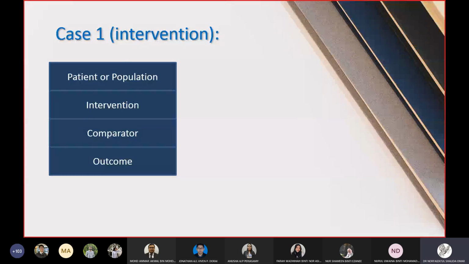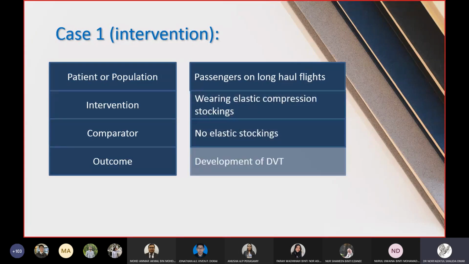The patient or person, population? Anita, 55-year-old woman. Okay. What is the intervention? Wearing DVT socks. Okay. What is the comparator? Not wearing socks. Okay. Outcome? Prevention of the DVT. Okay. Correct, all except the passengers on the long haul flights. So the patient or the population: not just Anita herself, but also all other passengers on the long haul flights. Okay, good.